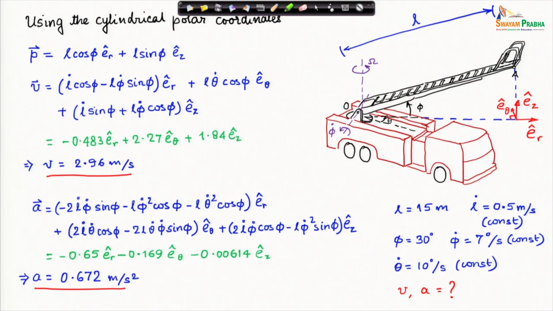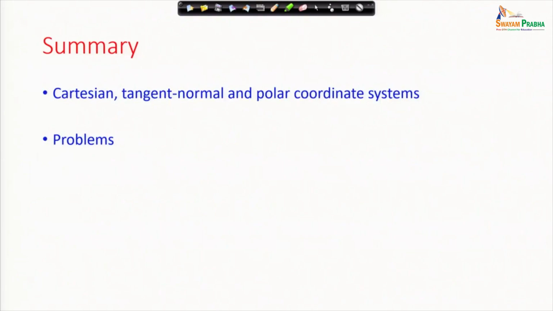So, that completes this problem, finding the velocity and acceleration of the point A at the end of the ladder. To summarize, we have discussed the Cartesian, tangent-normal and the polar coordinate systems, both in 2D and 3D, and we have discussed some problems. So, with that I will close this lecture.